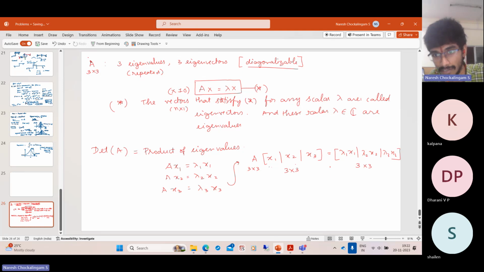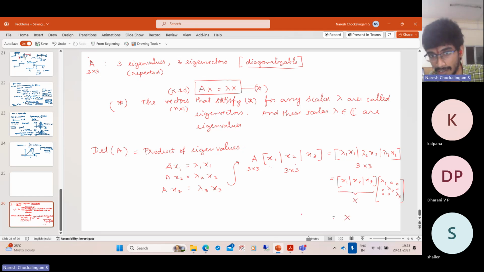Now this right hand side you can also write as x1, x2, x3 multiplied by the diagonal matrix lambda1, lambda2, lambda3 with zeros everywhere else. You can check using the usual matrix multiplication rule, the row by column thing. If you write it as x11, x12, x13, then you do the multiplication, this is what you will get. So this is the matrix of eigenvectors. Let us call it X.